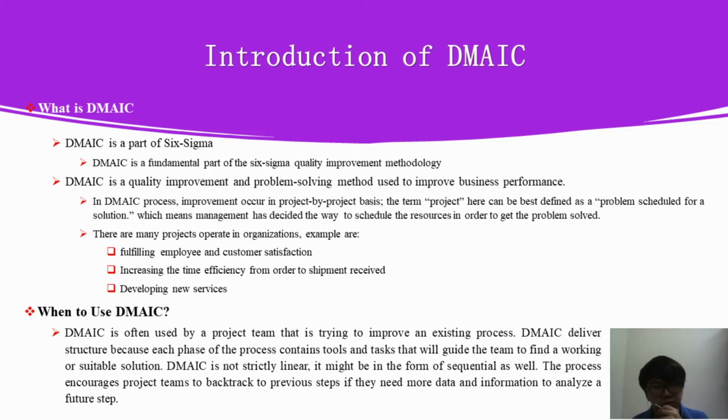So when to use DMAIC? DMAIC is often used by a project team that is trying to improve an existing process. DMAIC delivers structure because the phases of the process contain tools and tasks that will guide the team to find the working or suitable solutions. DMAIC is not strictly linear, it might be sequential as well. The process requires the project team to backtrack to previous steps if they need more data and information to analyze for future steps. So I'll pass to the next member to present.